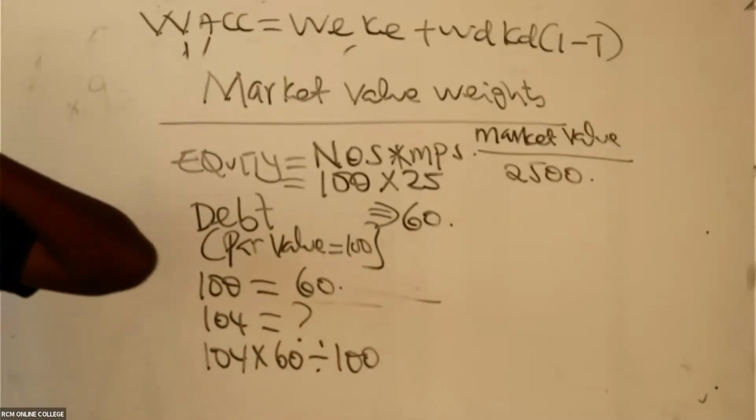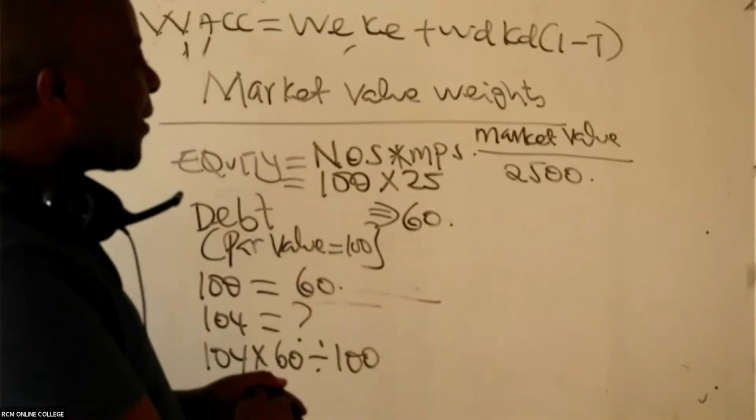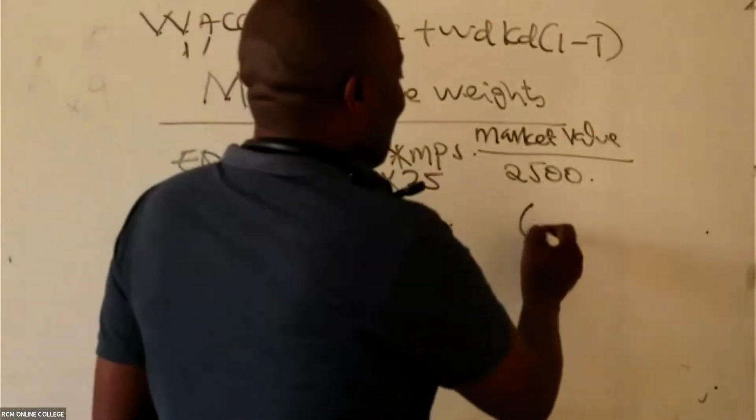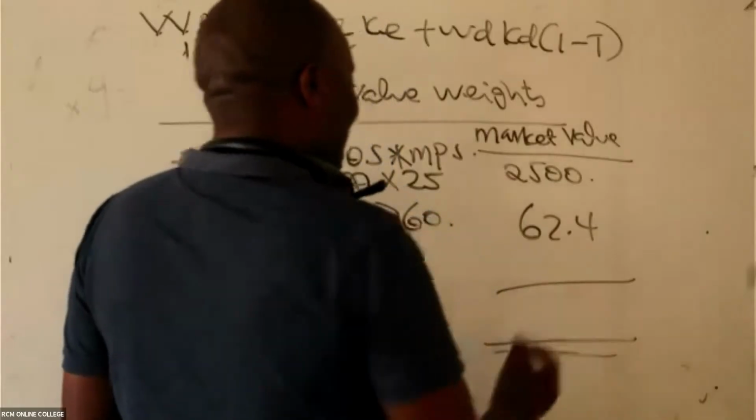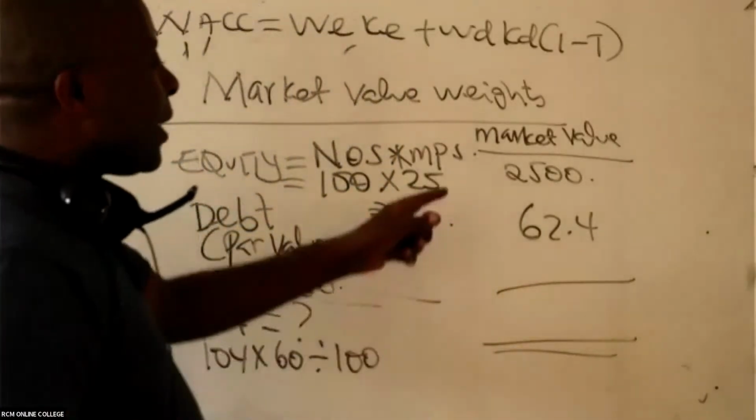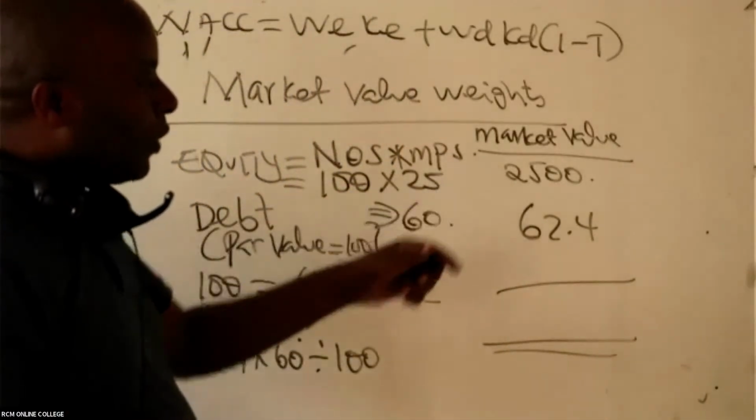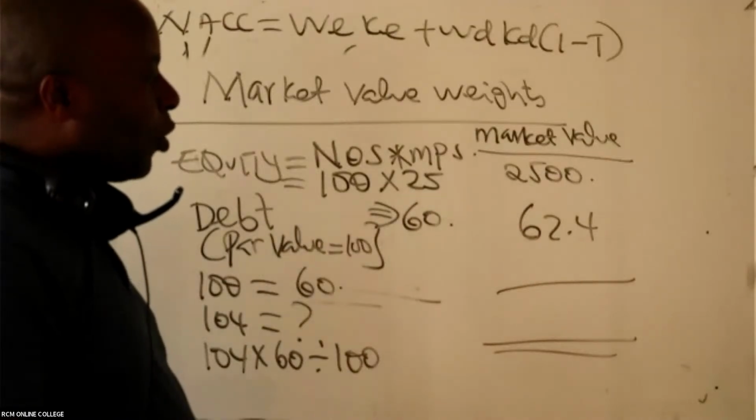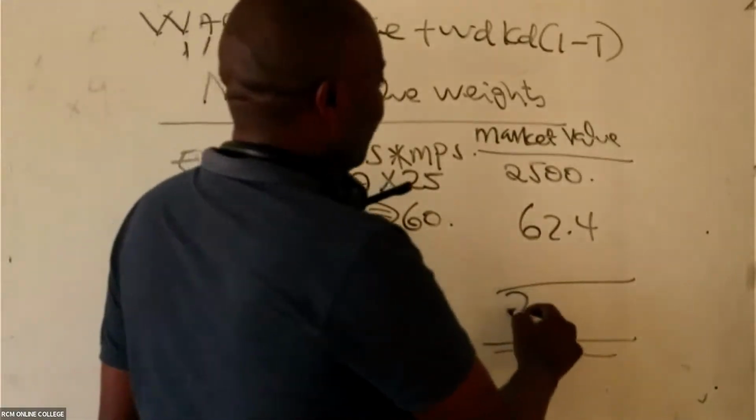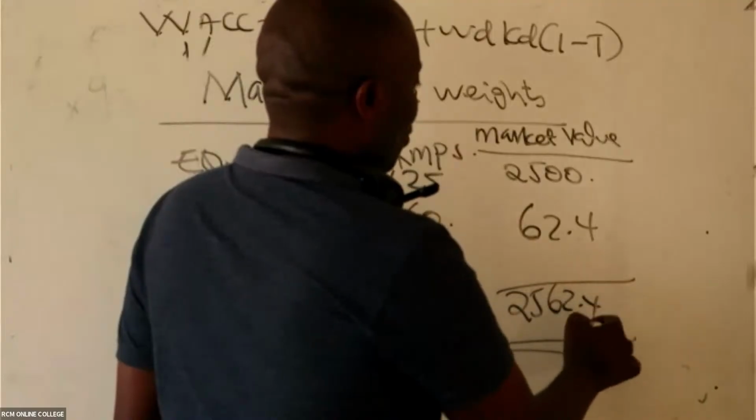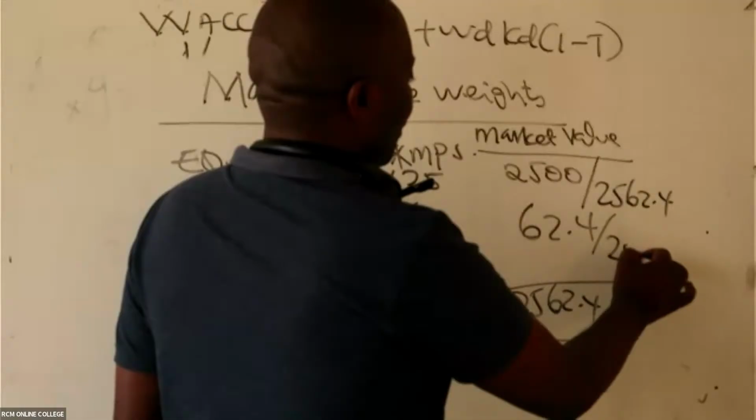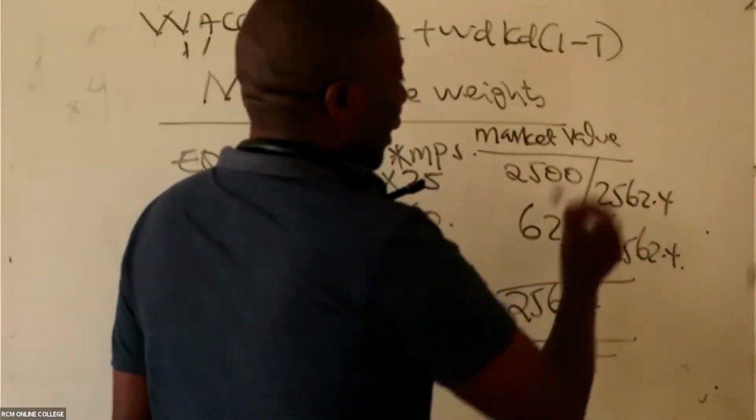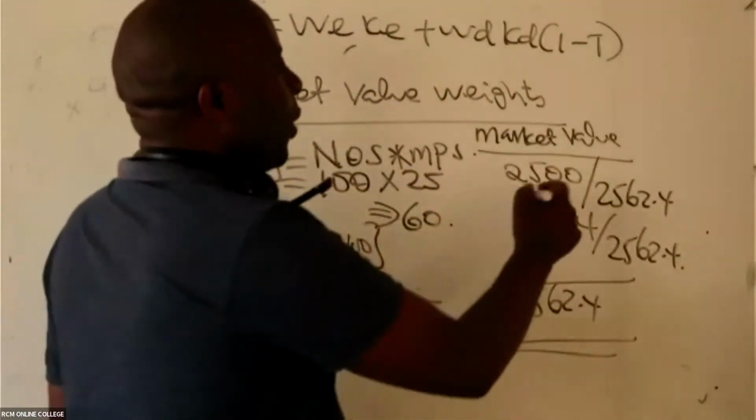P0 stands for what here? The current market price per share, 62.4. So they come and they give me the total here. When you add 2,500 plus 62.4, this will give me 2,562.4. So divided by 2,562.4. These are now the weights.